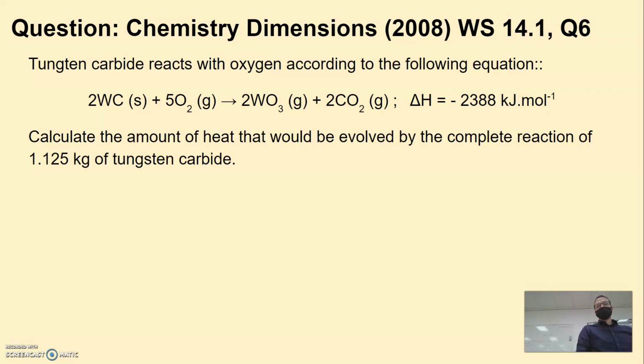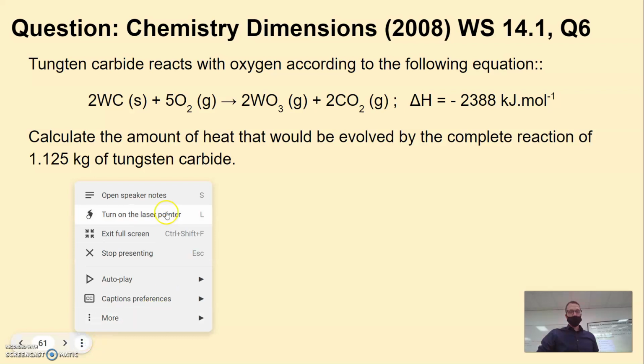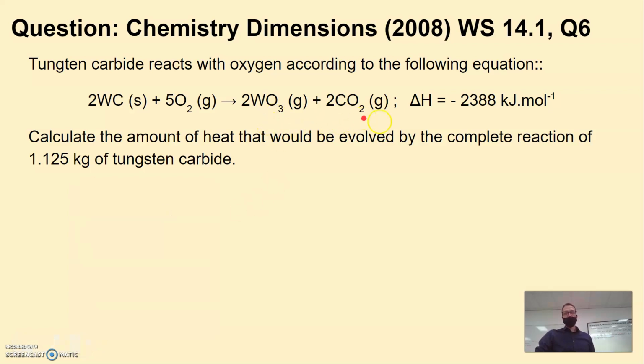Tungsten carbide reacts with oxygen according to the following equation: 2WC plus 5O2 gives 2WO3 plus 2CO2. Delta H is negative 2388. What do I notice about that equation? Or another way to ask that question is, how do I read this chemical equation? Yes, left to right. How else do I read that? Products, reactants, cool. All right, we're getting somewhere.